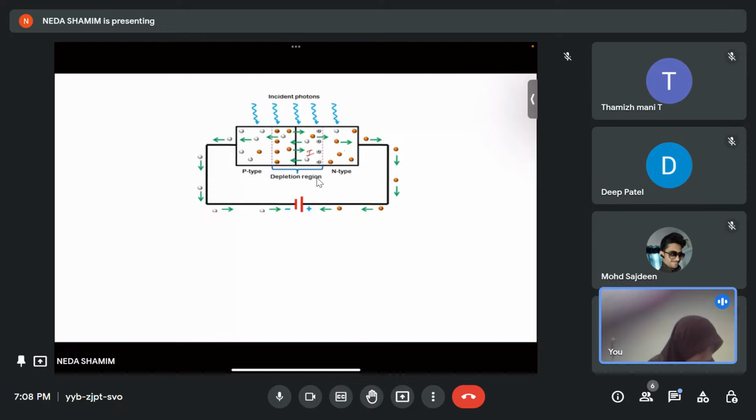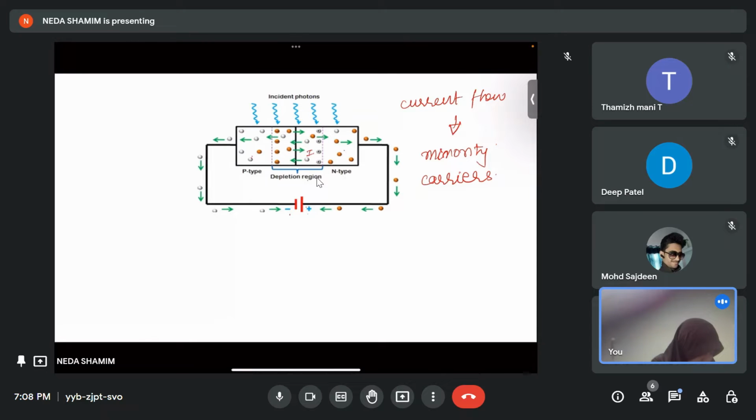Then it operates in a reverse bias mode. As you can see, p-type is connected to negative and n-type is connected to positive. So in the reverse bias mode, what will it do? It will convert light energy into electrical energy, that is, the current flow. The current flow is mostly because of the minority carrier injection, because of the minority carriers or the minority current. And this flows through the device only when reverse bias is applied.